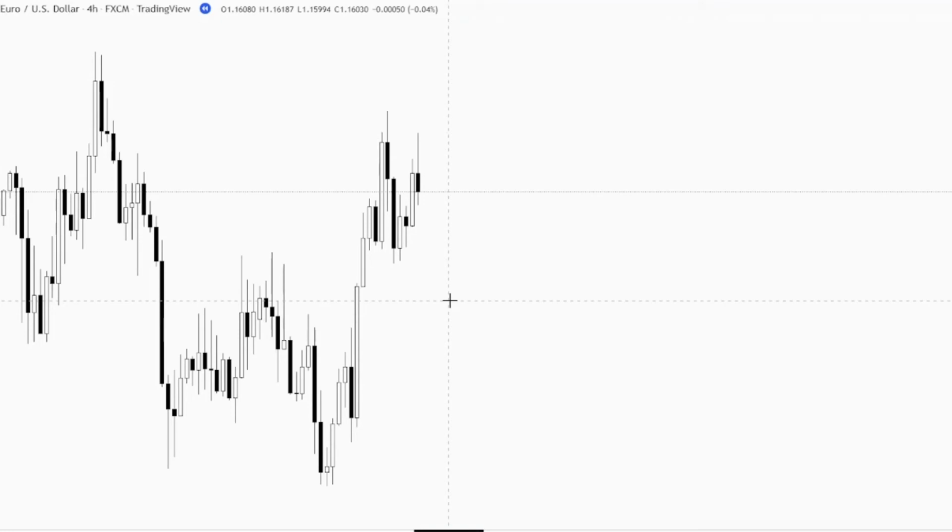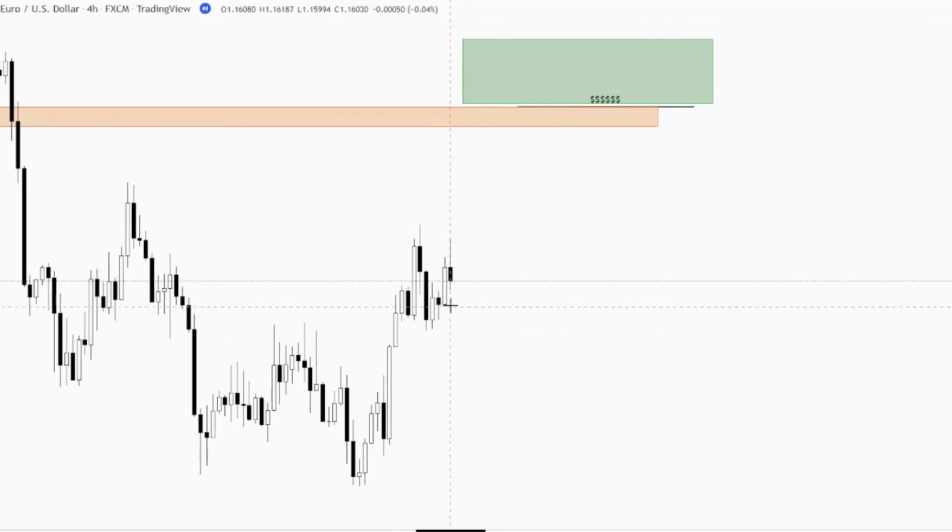On the next video we will be talking about order blocks, and we will also talk about something that I have called flip zones, and we will talk about fair value gaps as well.